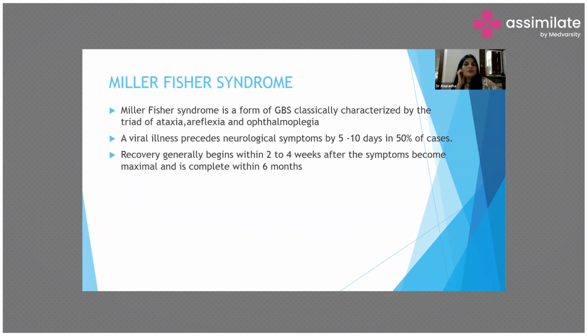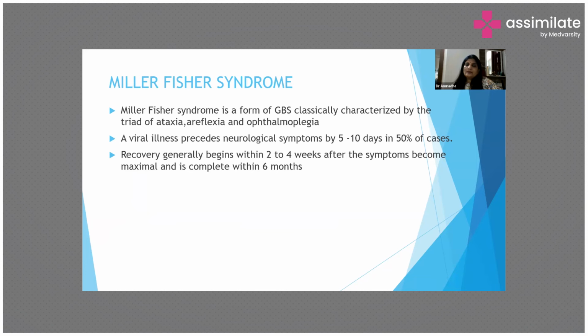What is Miller-Fisher syndrome? It is a form of GBS, a rare part of GBS. It is characterized by a triad of areflexia, ataxia, and external ophthalmoplegia. It's a rare phenomenon, but it is a viral disease, as we all know. Behind every GBS, mostly there is a viral disease. Viral infection precedes the neurological symptoms by 5 to 10 days in many of the cases. Recovery happens in 2 to 4 weeks after the symptoms and is complete within 6 months. So the Miller-Fisher variant of the GBS can present as ataxia.